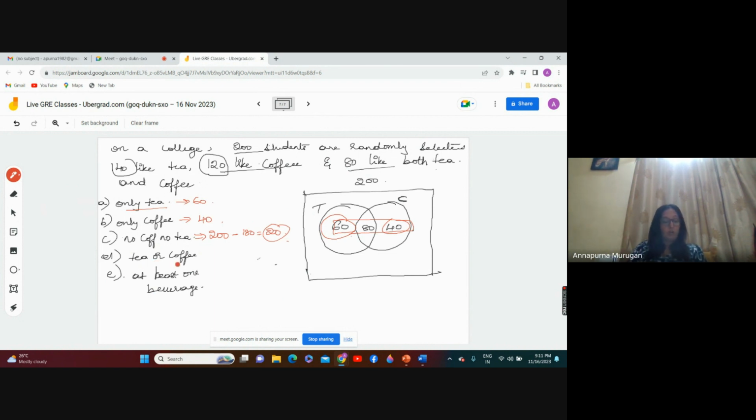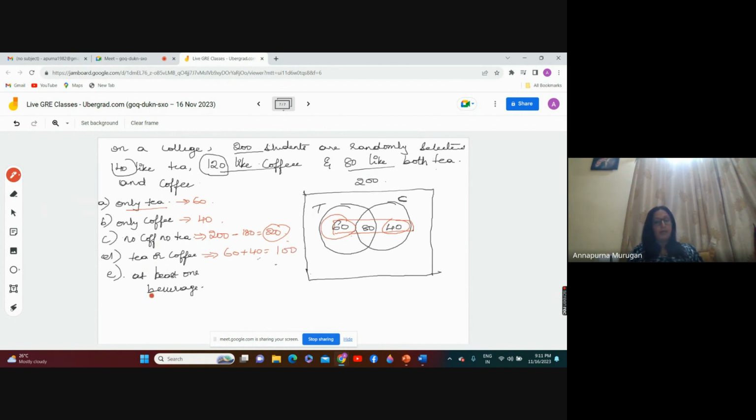Either tea or coffee, in the sense what? They can like tea or coffee, one of them. Either they will be liking tea or coffee. Okay, now tea or coffee, this is 60 plus 40, it is 100.